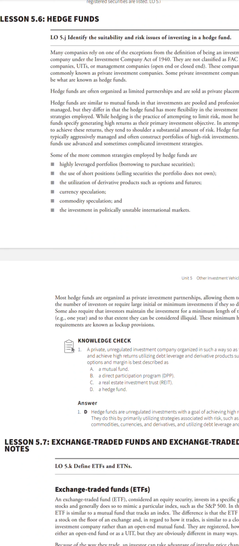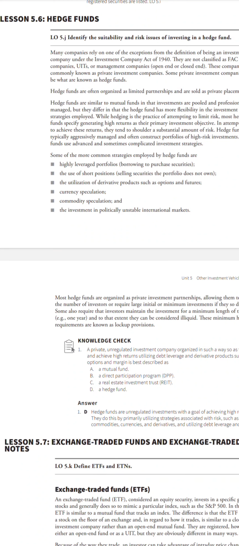As you can see, this is under the section unit 5 of the study manual, and it says here, other investment vehicles. So this lesson objective is to identify the suitability and risk issues of investing in a hedge fund. Many companies rely on one of the exceptions from the definition of being an investment company under the Investment Company Act of 1940. They are not classified as face-amount companies, UITs, or management companies, open-end or closed-end. These companies are commonly known as private investment companies.